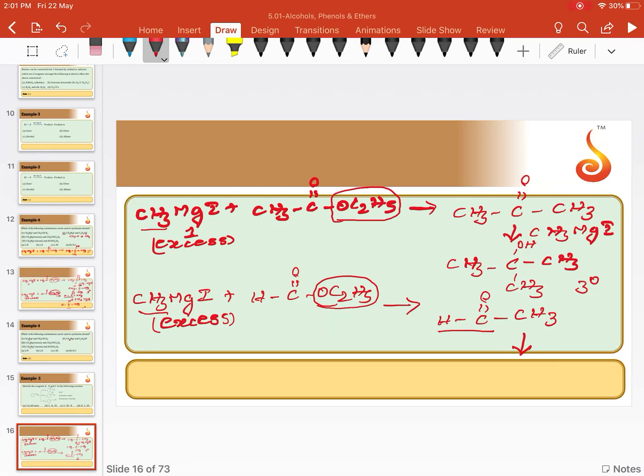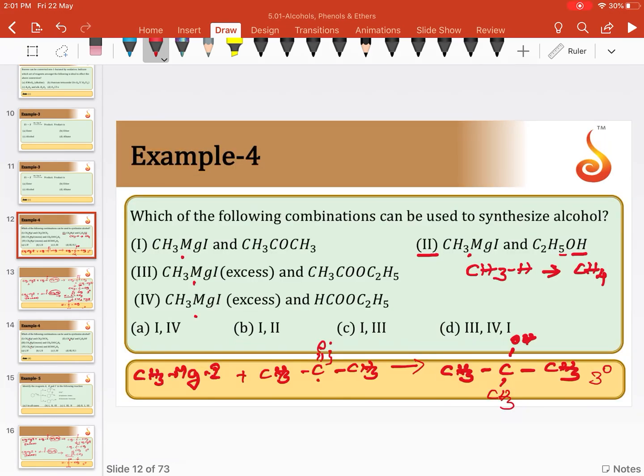So what shortcut I taught you? Remove this double bond, put H here and R of Grignard's reagent here. So what will I get? HC OH CH3 and CH3 here. Means I am getting a secondary alcohol here. So going back to your question, first option gives alcohol, third option gives alcohol and fourth option also gives alcohol. So option 3, 4 and 1 is the correct answer.